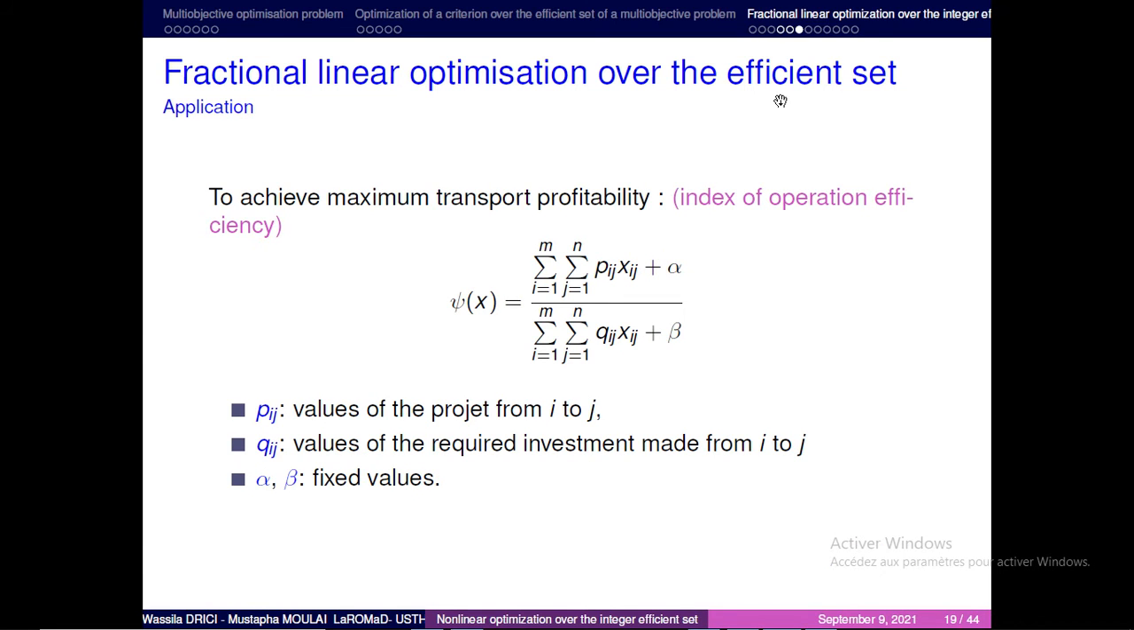In order to achieve maximum transport profitability, which is an index of operational efficiency of the firm defined by the ratio between the present value of a project and the required investment made, it is expressed as a linear fractional function, where PEG are value of the project from E to G, QEG are value of the required investment made from E to G, and alpha beta are fixed value.